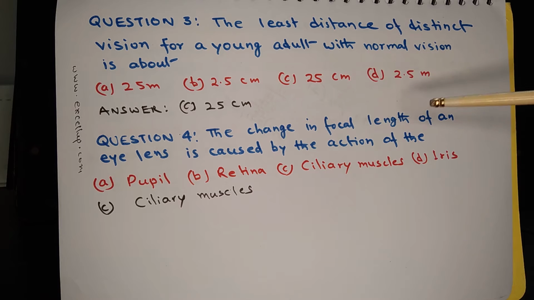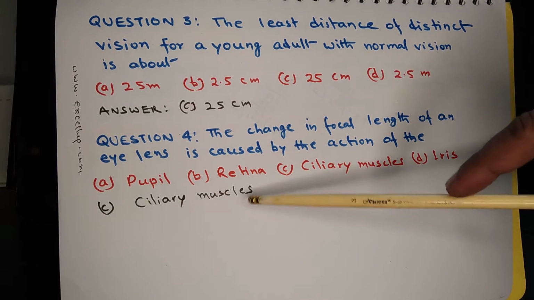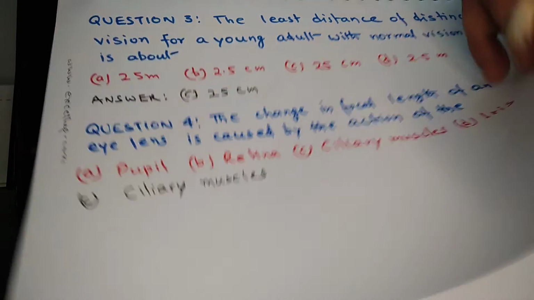Question 4. The change in focal length of an eye lens is caused by the action of A. pupil, B. retina, C. ciliary muscles and D. iris. And the answer is C, ciliary muscles.